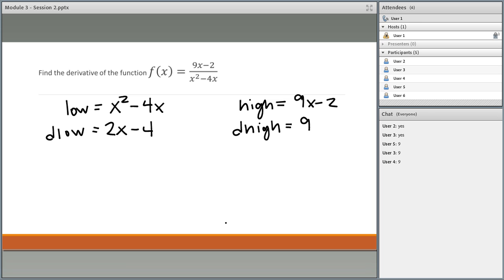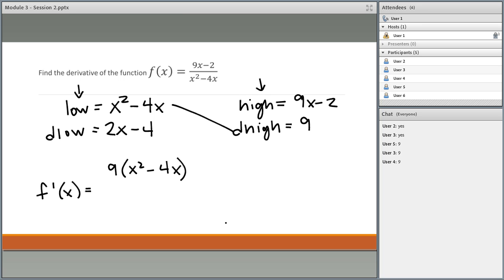Good. And again, kind of like the product rule, you don't have to use this notation. It just helped me to remember it. The nice thing about writing it this way, where you keep low in this location and high in this location, is we can do what we did with the product rule, where I cross. So low d high. I'll just put the 9 in the front because it's a constant. So 9 times x squared minus 4x.